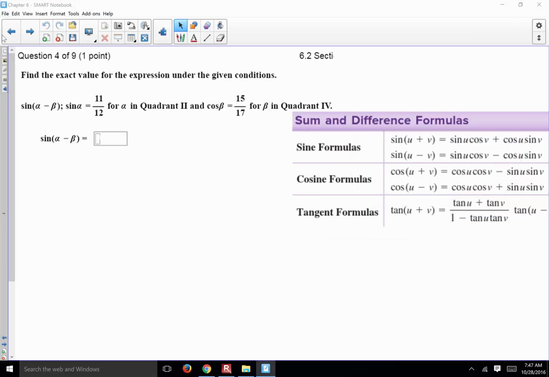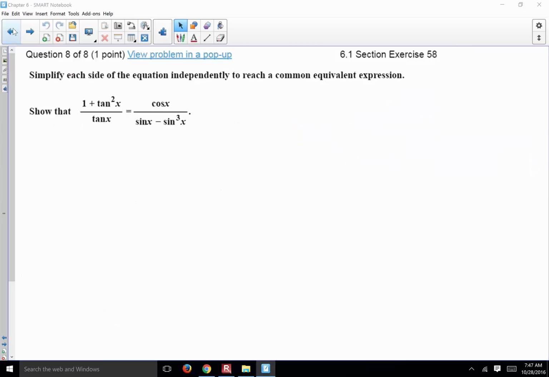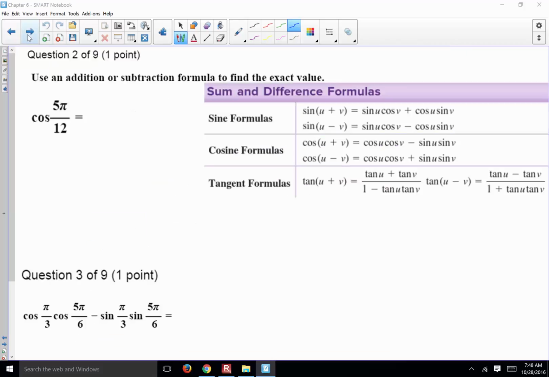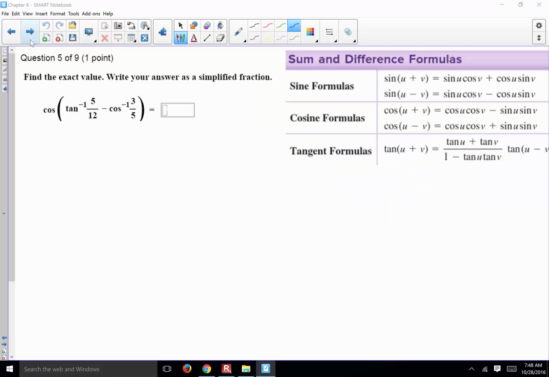Alright, good morning everybody. We're continuing 6.2, sum and difference formulas. Basically we have three formulas, for sine, cosine and tangent functions, and we already saw a couple about sine and cosine, I think, and we were about to start this one, right? We haven't finished this one yet.